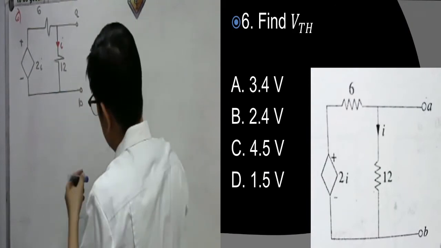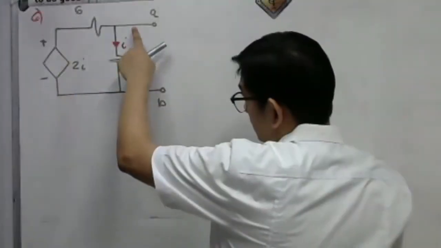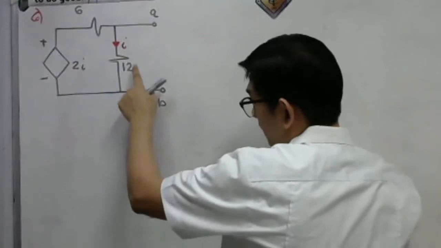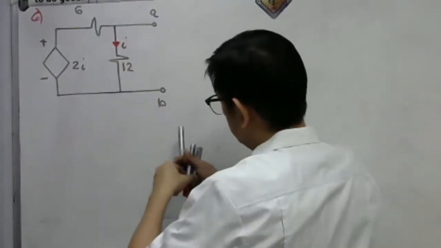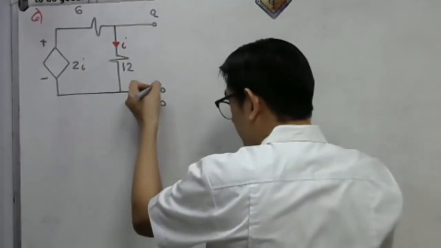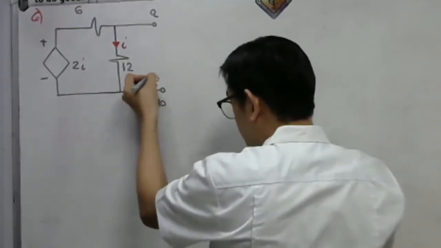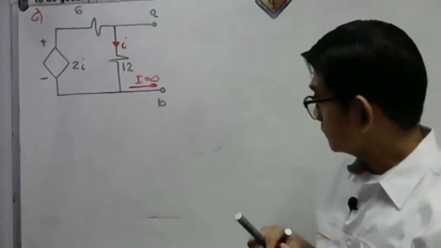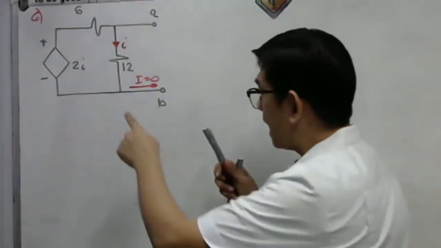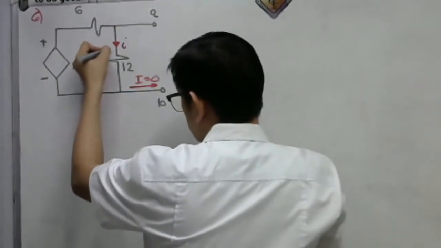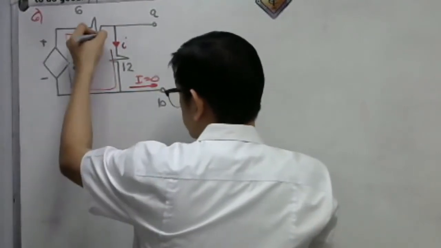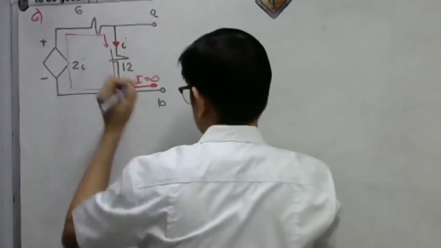Okay, first, we have a current I here. This is open circuited. So if this is open circuited, there will be no current that will flow here. The current here is simply 0. So our current I here will just be flowing continuously on this loop.